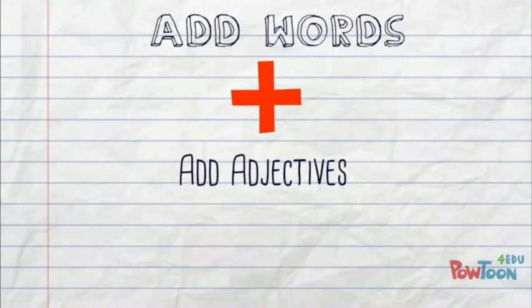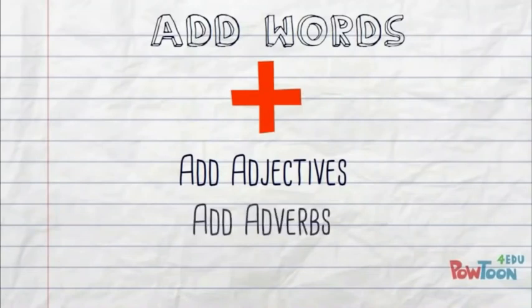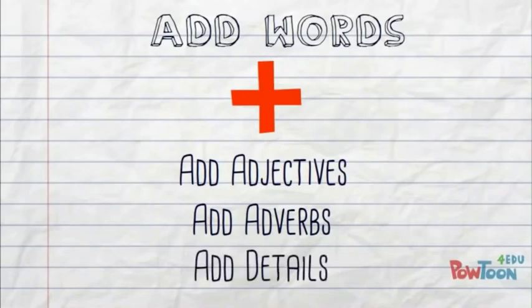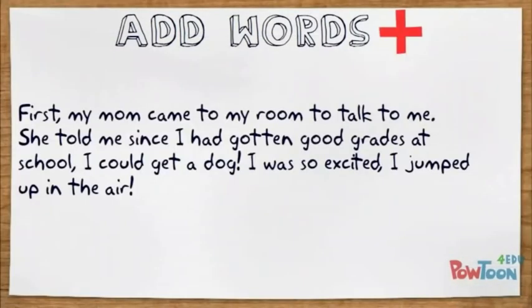When you add words, you can add adjectives, which describe the people, places, and things in your story. You can add adverbs, which describe the actions or verbs in your story. Or you can add more details about things that happened.